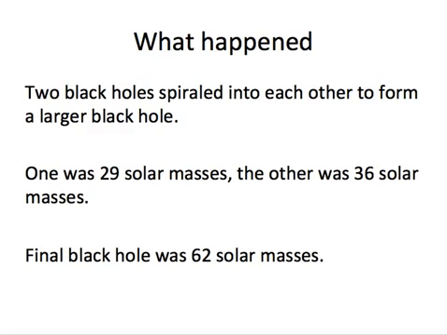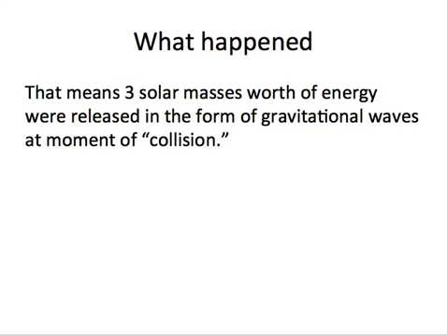Now, if you're doing the math, you're saying that there are some solar masses missing. So what happened? Three solar masses worth of energy were lost in the form of gravitational waves at the moment of the collision. We also know from Einstein that matter can be converted into energy. E equals mc squared is that famous equation. And in the sun, in the process of fusion, you have tiny little bits of matter being lost constantly, and that produces the energy that's in the sun, and all the stars, for that matter.